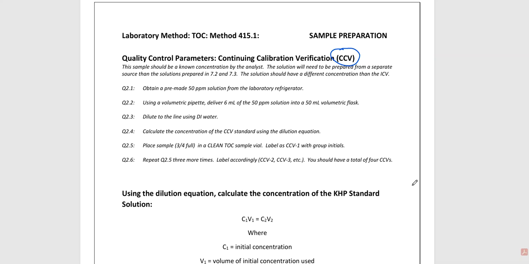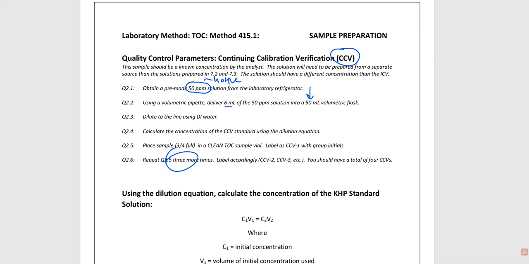Step 1, obtain that pre-made 50 ppm, that bottle up in front. Using a volumetric pipette, deliver 6 milliliters of that 50 ppm, place it into a 50 milliliter volumetric flask, add water, dilute to the line, give it a really good mix, take a TOC sample container, fill it 3/4 full, put a lid on it, put your initials on it, and then repeat that 3 more times.